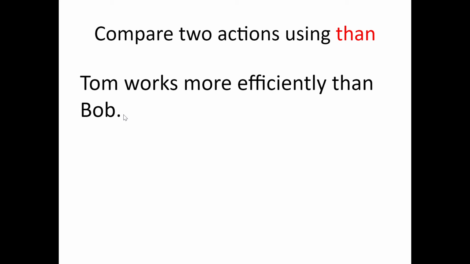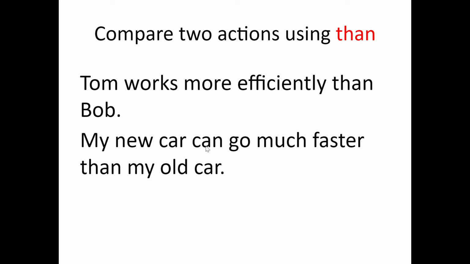So you can say Tom works more efficiently than Bob, or Tom works more efficiently than Bob does. Because this is a main verb here with no auxiliary, we would use does. Don't say Tom works more efficiently than Bob works. That would be wrong. Say Tom works more efficiently than Bob, or Tom works more efficiently than Bob does. Here we have a modal auxiliary, can, so we can use this. We can say my new car can go much faster than my old car can.